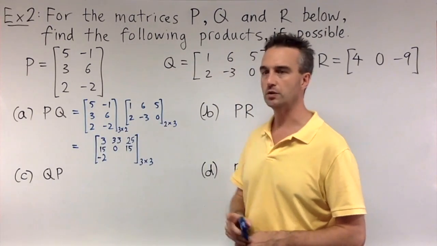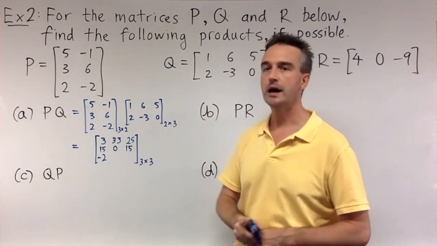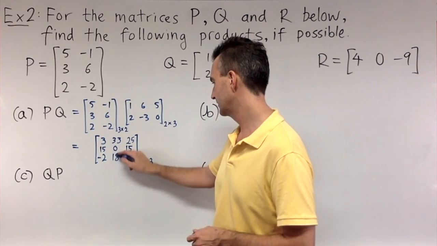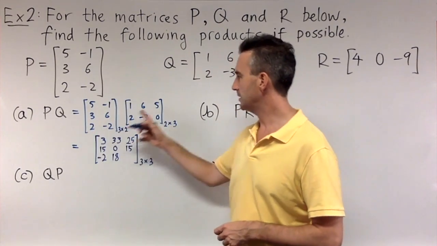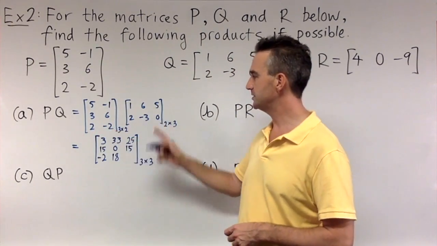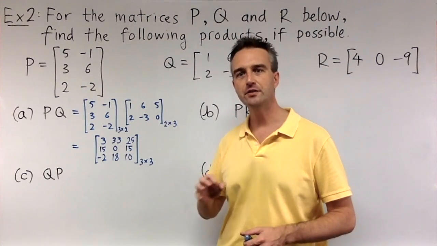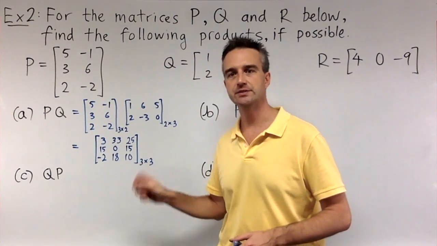2 times 6, 12. Negative 2 times negative 3, positive 6. 12 plus 6, 18. 2 times 5 is 10. Negative 2 times 0, 0. 10. And there is our answer, a 3 by 3 square matrix.